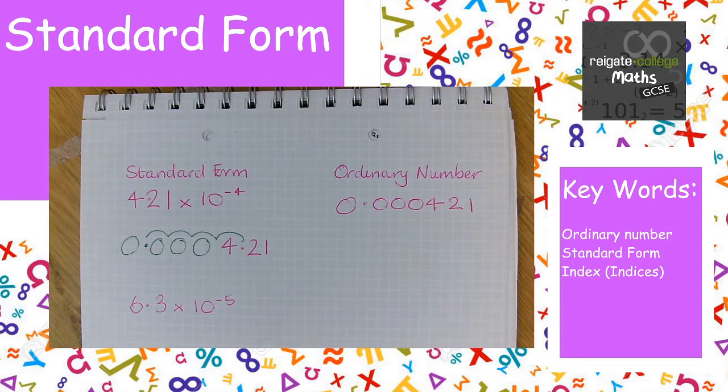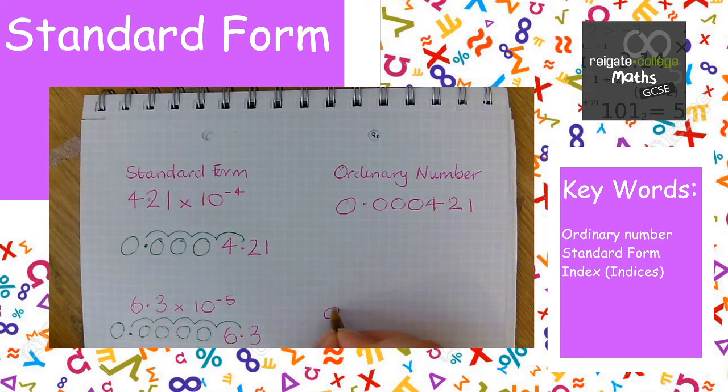And to recap, I now have 6.3 times 10 to the power minus 5. So 6.3, and I'm moving that decimal point 5 spaces to the left. 1, 2, 3, 4, 5. My decimal point appears here, a 0 in front and a 0 in every jump I've made to move it. My ordinary number therefore is 0.000063.